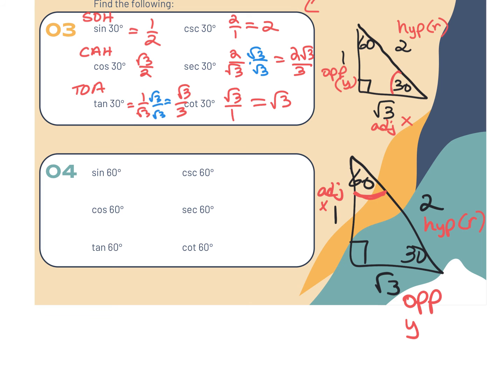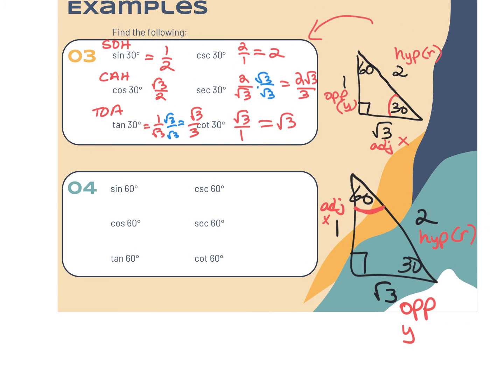So now let's fill it in. So again, if you use your SO acronym, this will be opposite over hypotenuse. So square root 3 over 2. Reciprocal, flip it. Rationalize. And you get 2 square root 3 over 3.